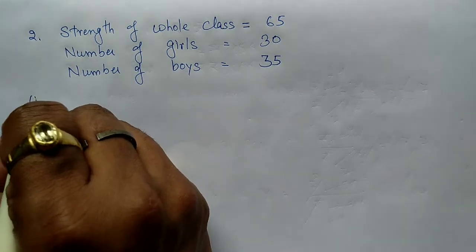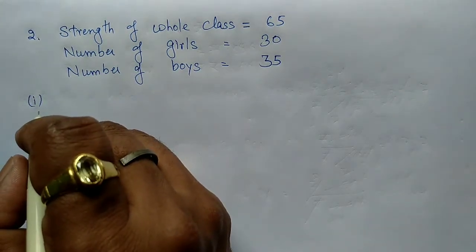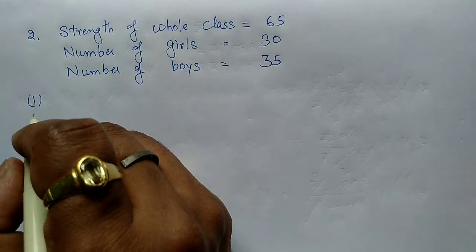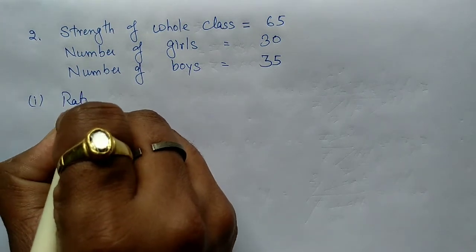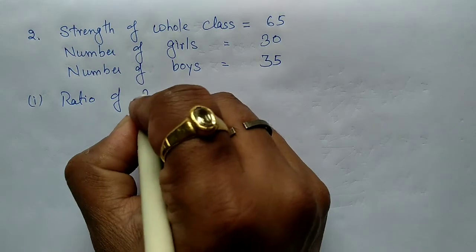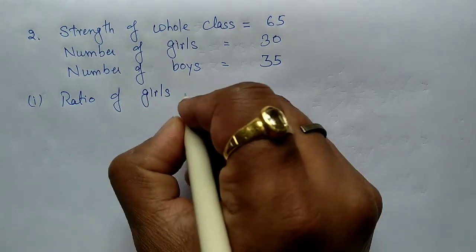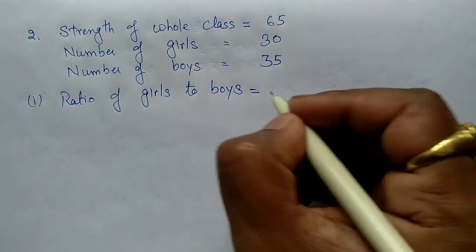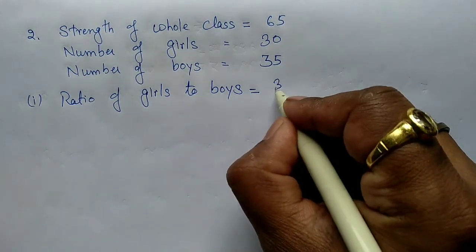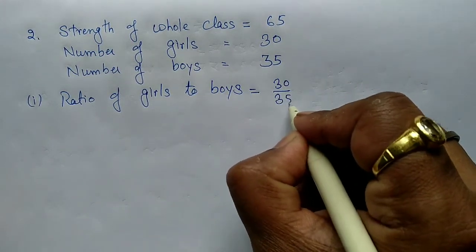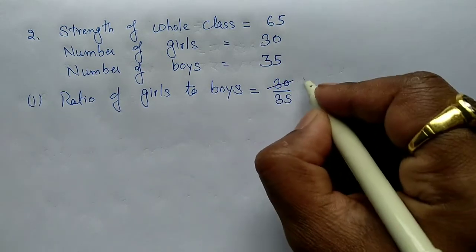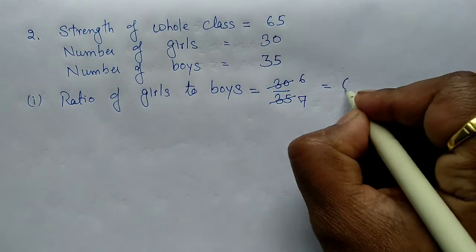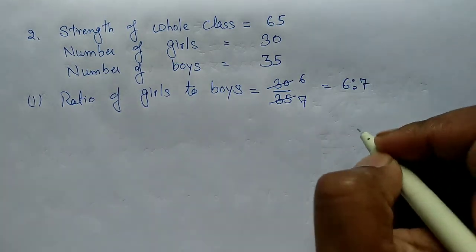Now, first one. What was the question? The question was the ratio of girls to boys. So, ratio of girls to boys is equal to 30 upon 35. So I think this can be cancelled by 5. So the answer will be 6:7.